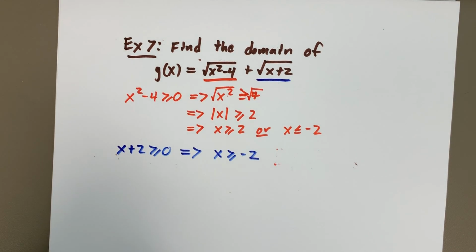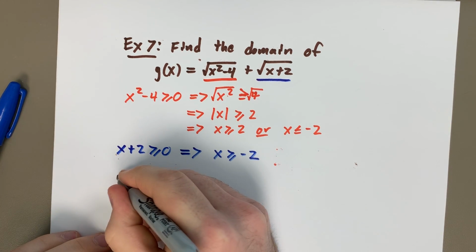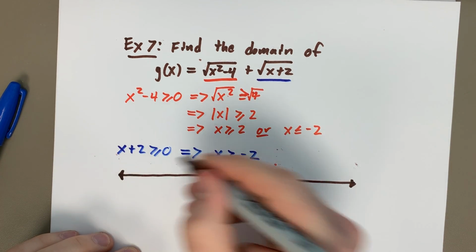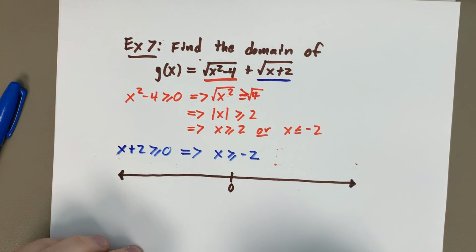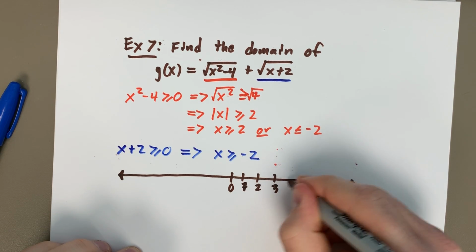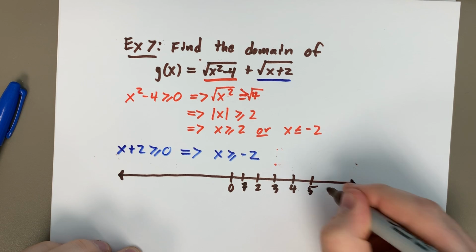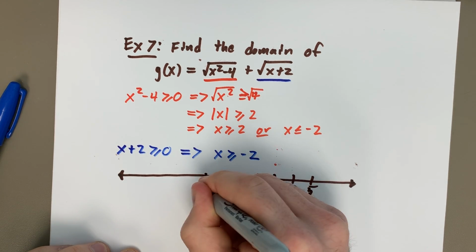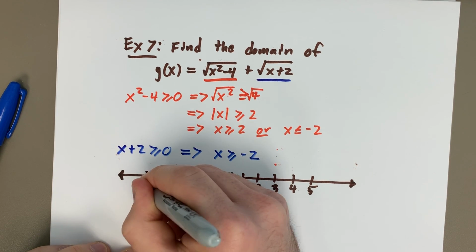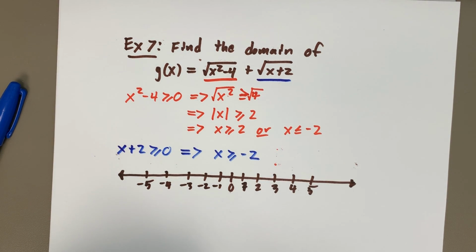Number line. So I'll draw a number line here. Nice big long number line. Put a 0 here at the center. 1, 2, 3, 4, 5, etc. Minus 1, minus 2, minus 3, minus 4, minus 5. And so on and so forth.